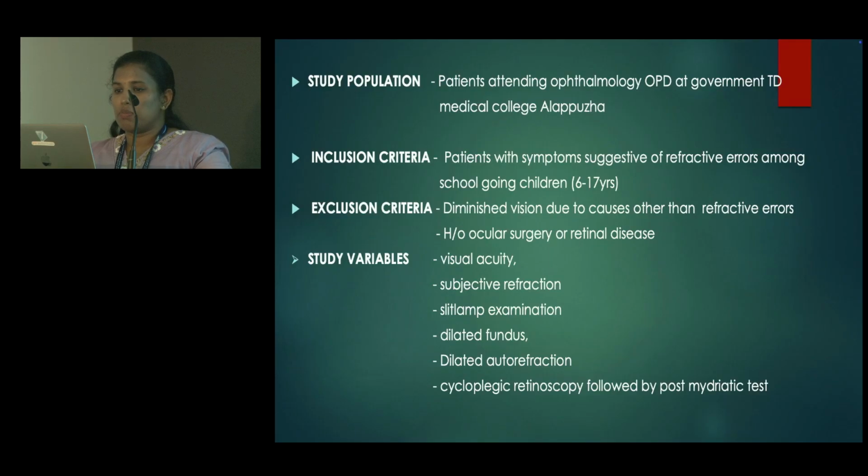Inclusion criteria: patients with symptoms suggestive of refractive errors among school-going children 6 to 17 years of age. Exclusion criteria: diminished vision due to causes other than refractive errors, and history of any ocular surgery or retinal disease. Study variables include visual acuity, subjective refraction, slit lamp examination, dilated fundus, dilated autorefraction, and cycloplegic retinoscopy followed by PMT.